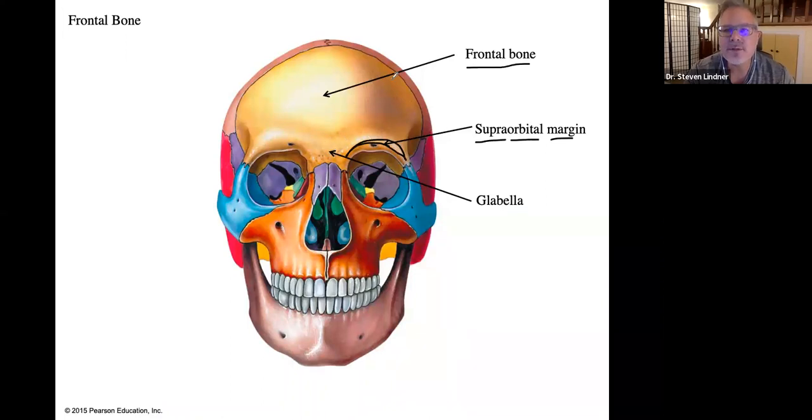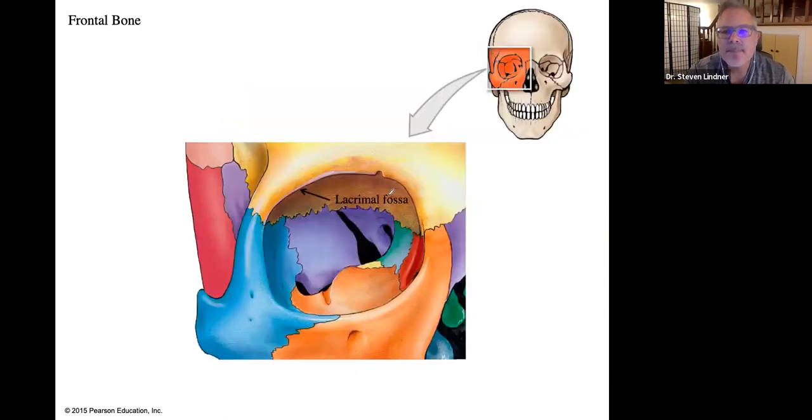Now, this extension of the frontal bone that's right between the eyes, right here, that's going to be the glabella. That's called the glabella. Inside the eye, there's this depression called the lacrimal fossa. And this depression right up in here on the lateral part of the eye is where the lacrimal gland is, which is what's going to make your tears. So that lacrimal gland is going to be up here sitting in that lacrimal fossa, and the tears roll in this direction to drain into the nose in here.